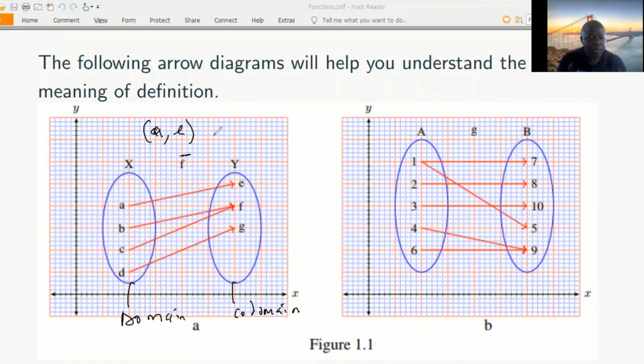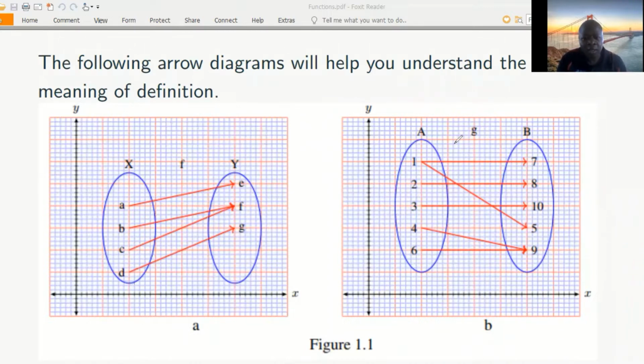A has been assigned E. B has been assigned F. C has been assigned F. D has been assigned G. So what you notice is that every element in X has been assigned a single element in Y. And therefore, F here qualifies to be a function.